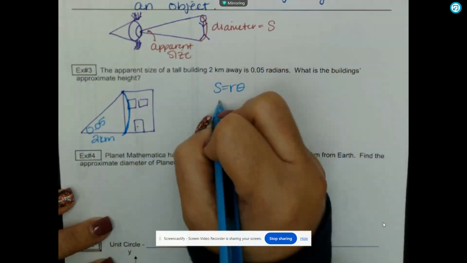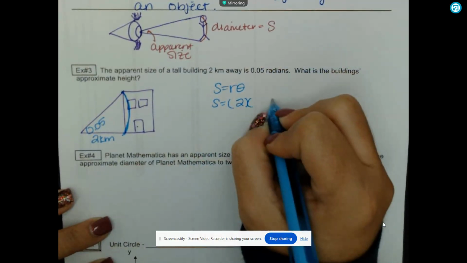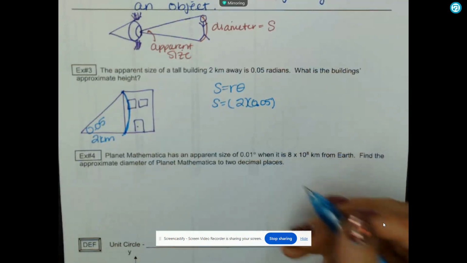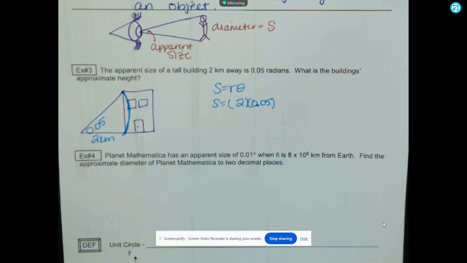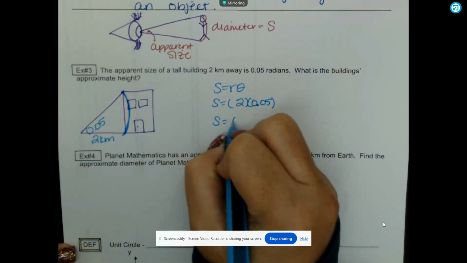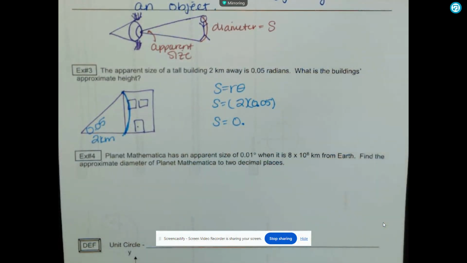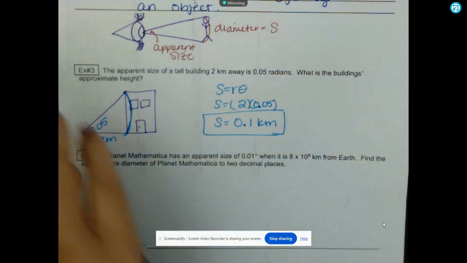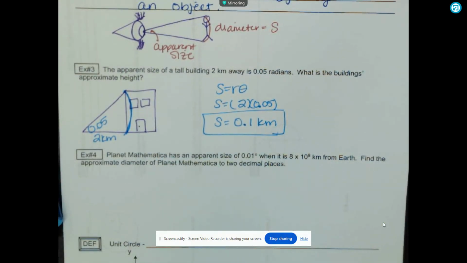What's our R? 2. What's our theta? 0.05. Multiply those together, what do we get? 0.1 kilometers. Earlier today they said that's really small, but kilometers is a large measurement, so it's relative. That building's going to look very small from 2 kilometers away.